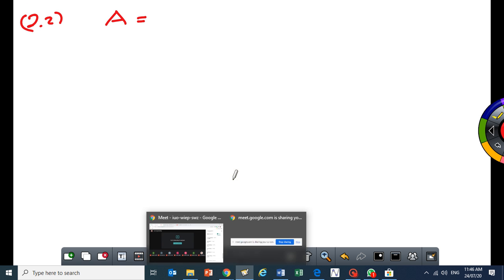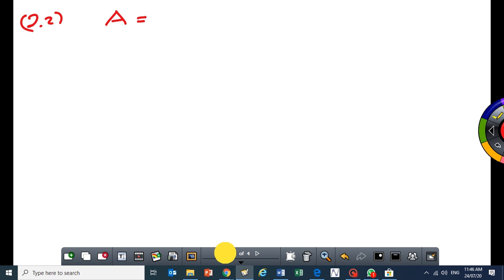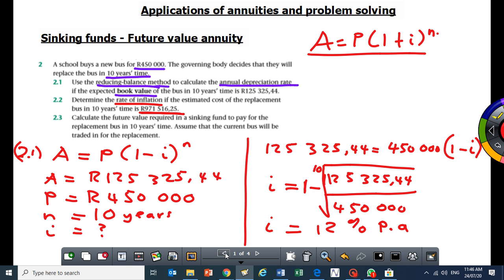So if I go to the next page, that will be 2.2. My A is 971,516.25.